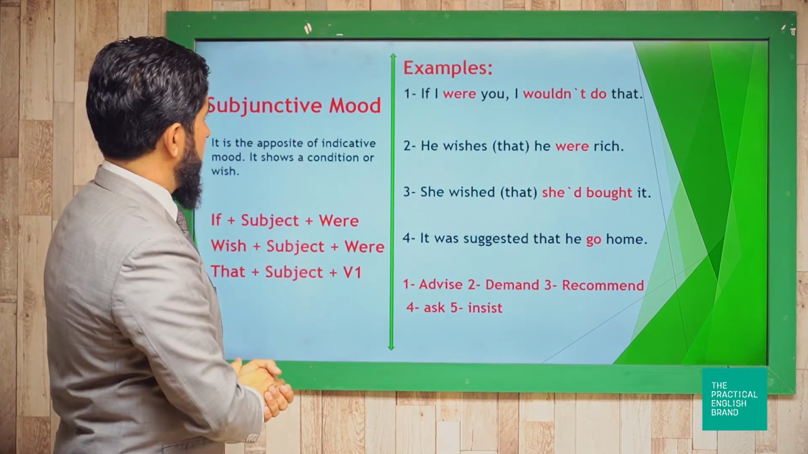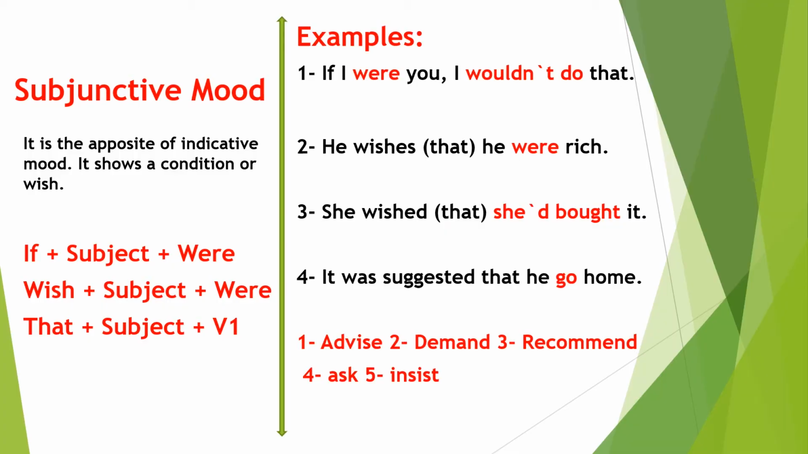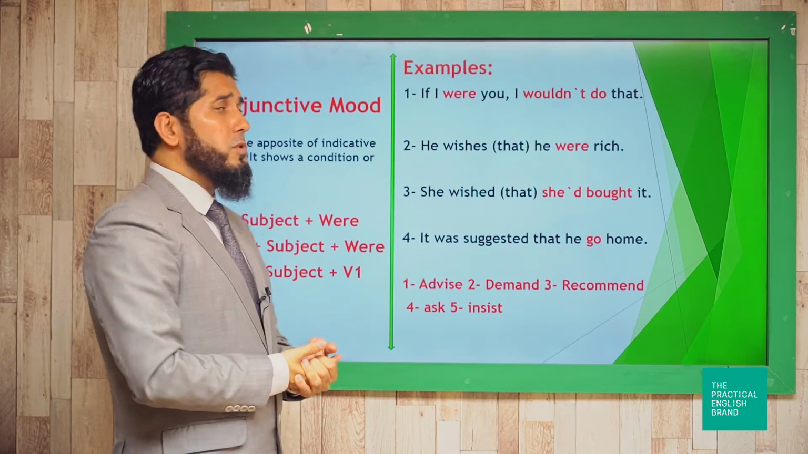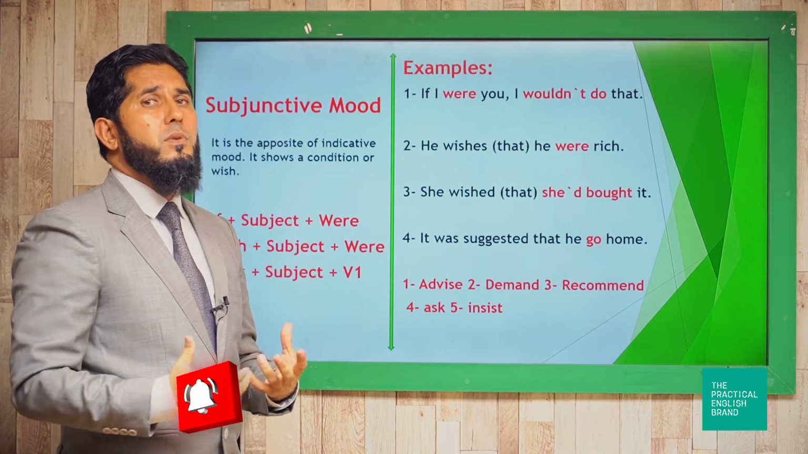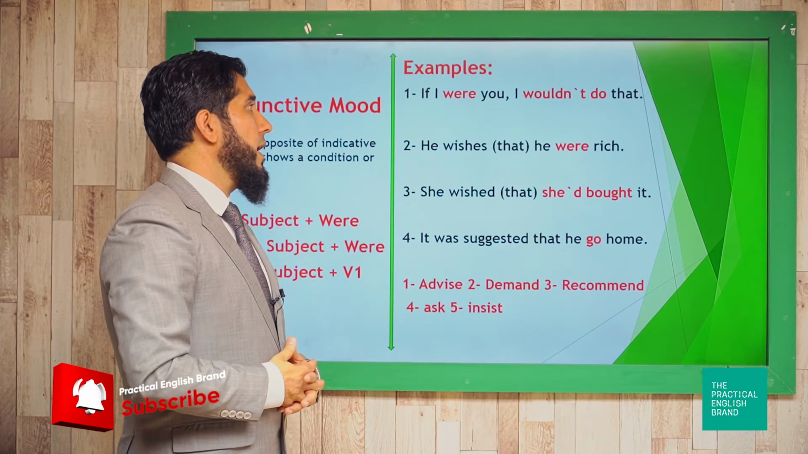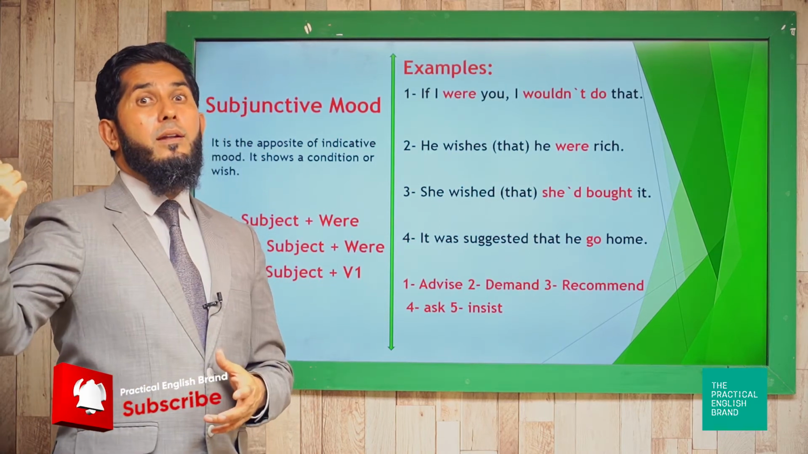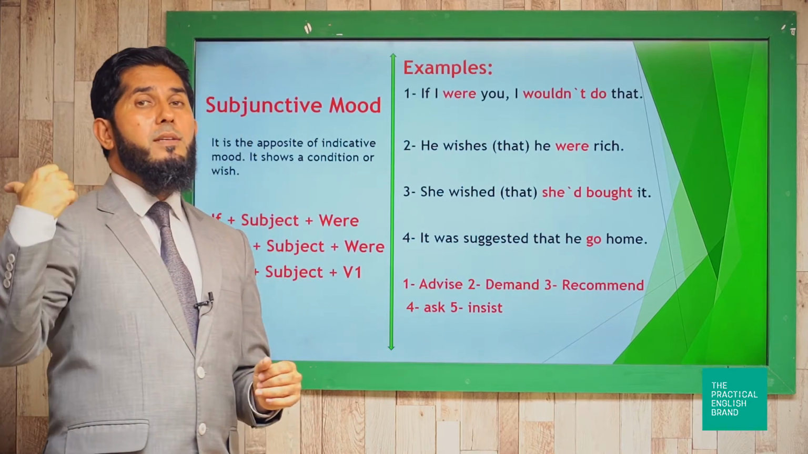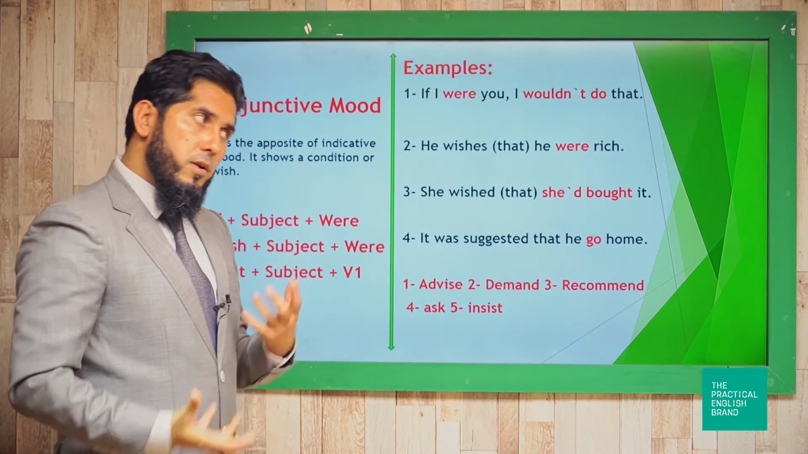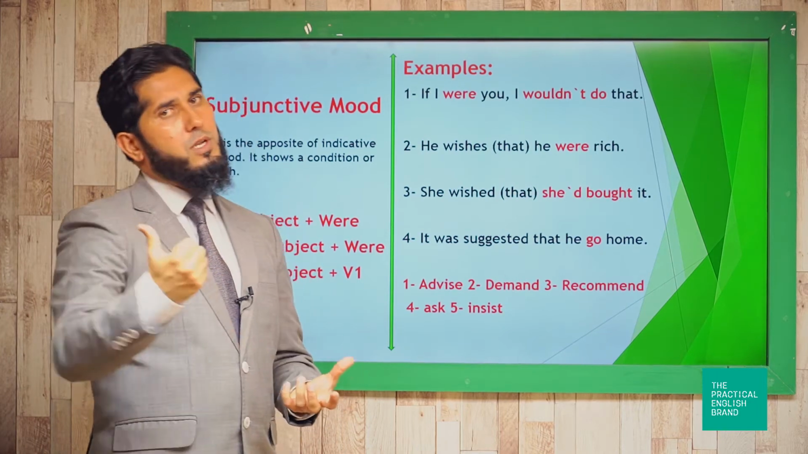Look at these examples. If I were you, I wouldn't do that. Now, I'm talking about something that is not factual, that is not true, at present time. If I had been you, I wouldn't have done that. So if you use conditional clause 3, then you talk about a past, unreal situation or something that was not true in the past.